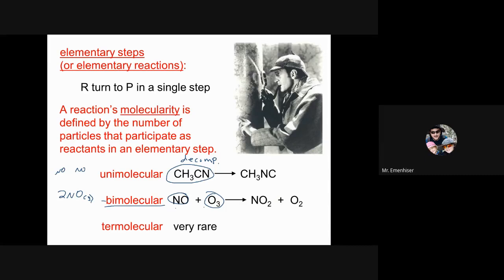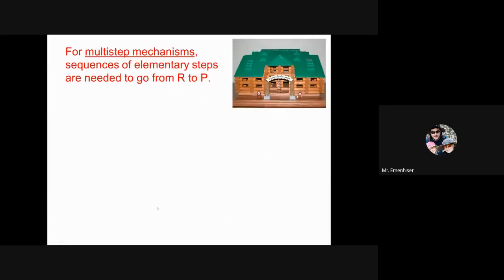Or you could have termolecular. So maybe you could have NO, so 2 of those plus O3 will make something. So you've got 2 molecules there, and then a third one. So this is termolecular, which means more than 2. And those are kind of rare. So usually they're unimolecular, or usually they're bimolecular. Bimolecular is most common. Okay.